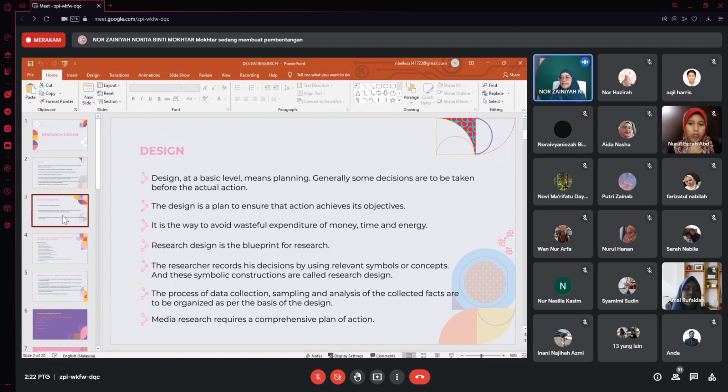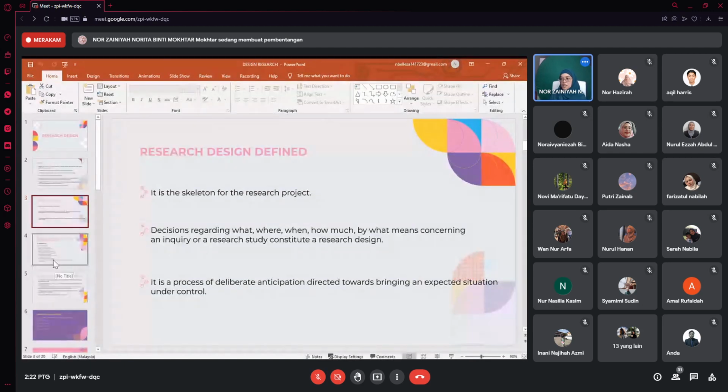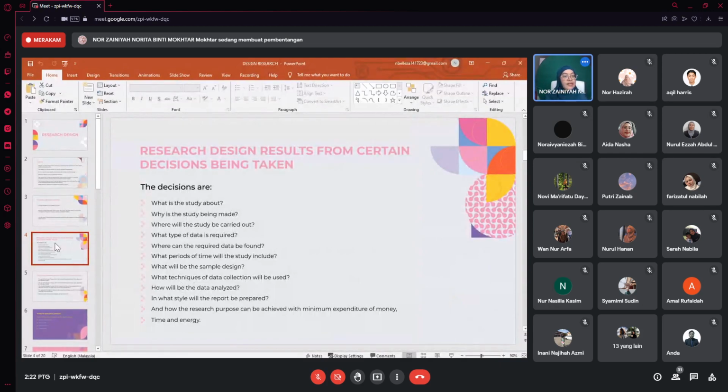All right, and then next slide. So this is like the skeleton of a research project, decisions and whatnot. I'm not going to go into that. This is important. Are you with me? Yes. You're looking at the same slide as I am, right? Research design results from certain decisions being taken. Is that correct? Yes, that's correct. Alhamdulillah. Okay.